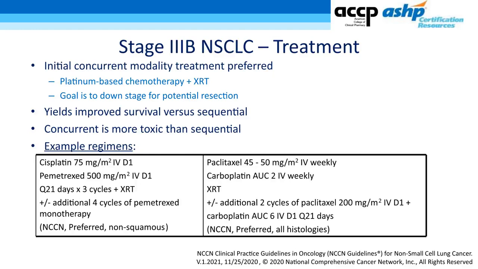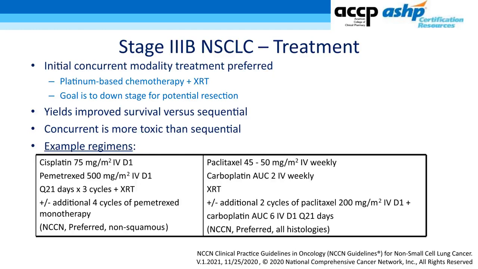Our goal here is really to downstage disease for potential resection. Of note, concurrent chemotherapy with radiation is more toxic than sequential therapy. However, the outcomes of improved survival and ultimate improvement in supportive care measures hope to allow patients to benefit from concurrent chemotherapy and radiation. We have 2 example regimens below, mostly to highlight that we do offer, again, cisplatin as well as carboplatin in combination.